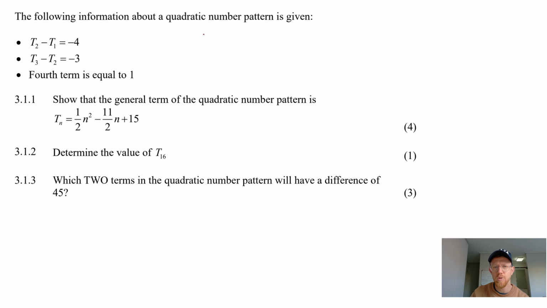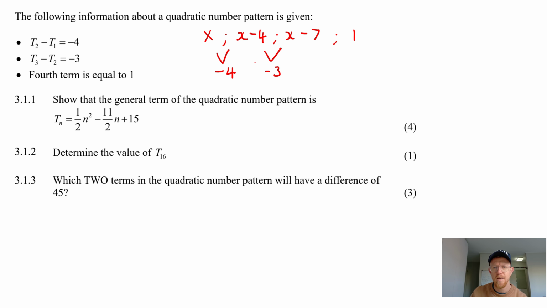So what we can do is we can say that the first term is x. Then if we know that the first difference is -4, this would be x minus 4. Then they say that the next difference between term 3 and term 2 is -3, so that would be over there. So then this would be x minus 7. And then they tell us that the fourth term is equal to 1.